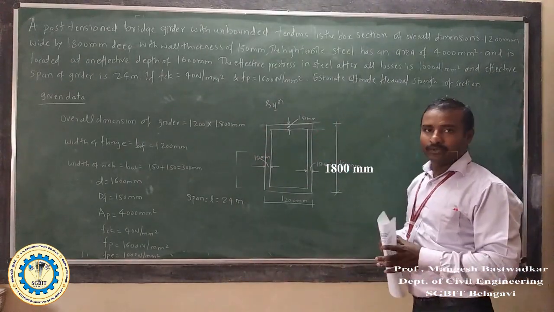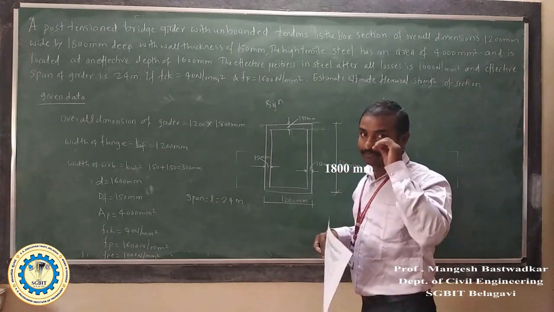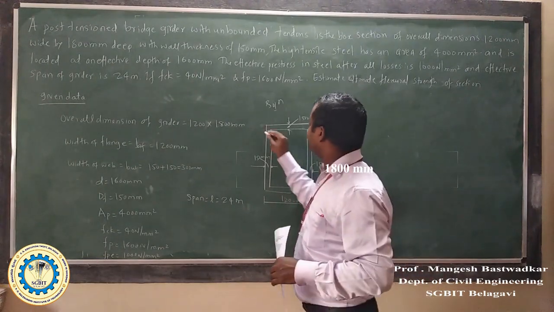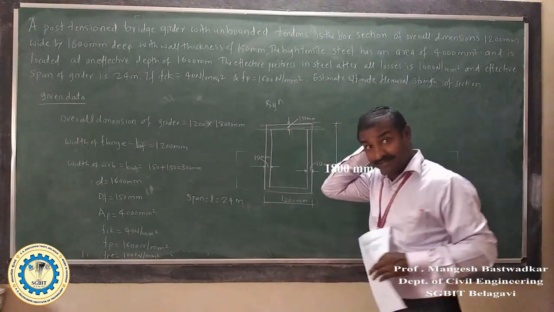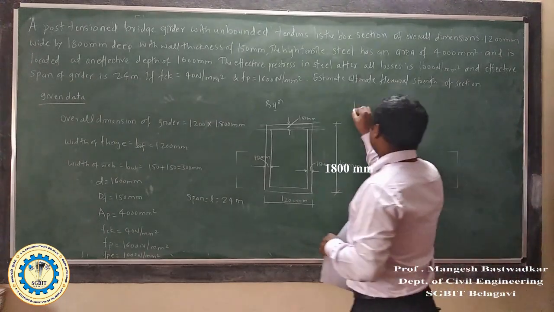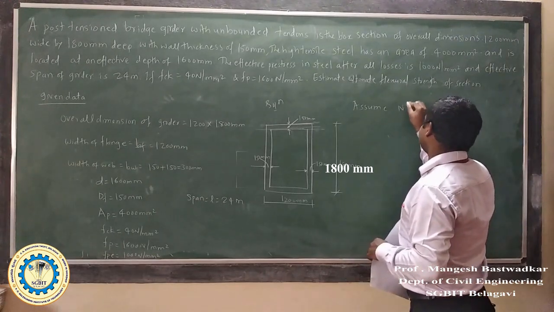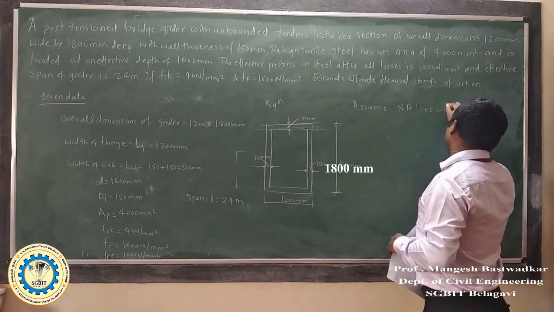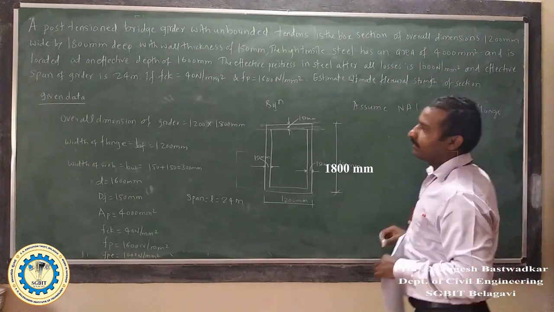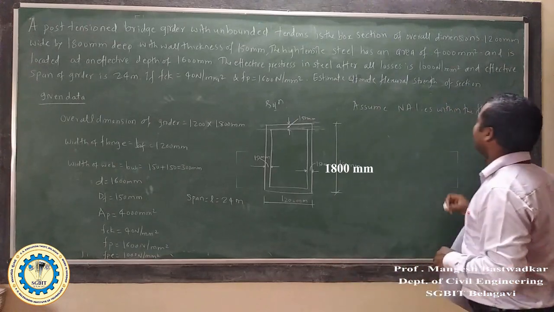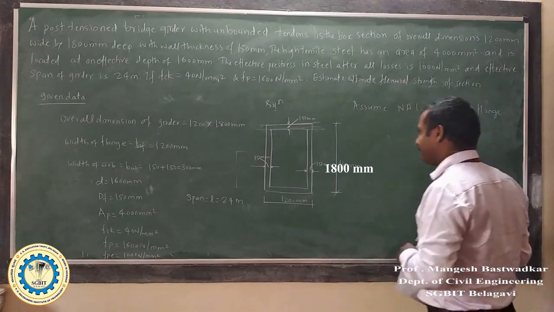Here what we'll do, since this is also a flange type of section, we will assume that the depth of neutral axis lies within the flange first. We'll check whether it actually lies within the flange or not. So assume that neutral axis lies within the flange. Now directly we will calculate the effective reinforcement ratio and span by depth ratio.